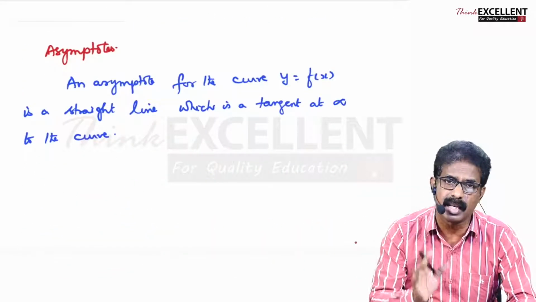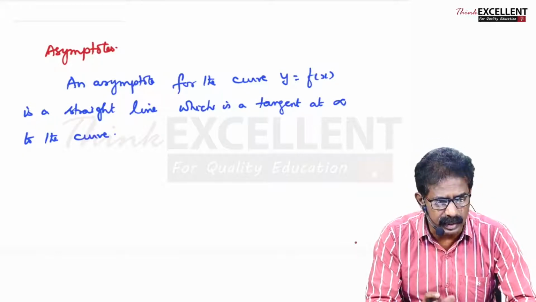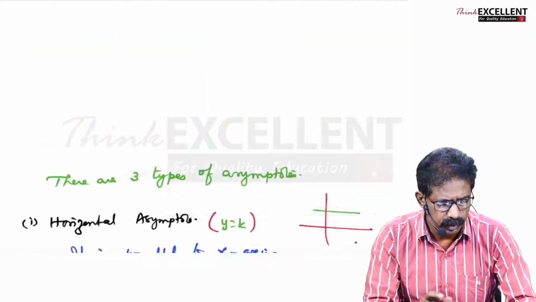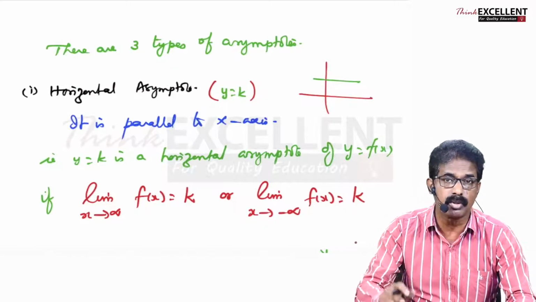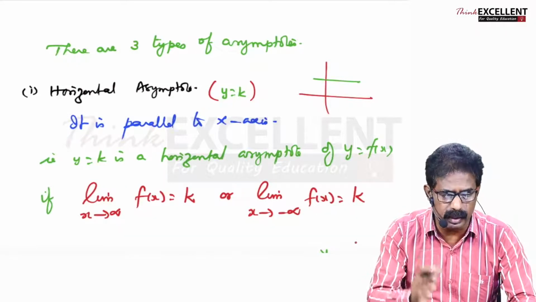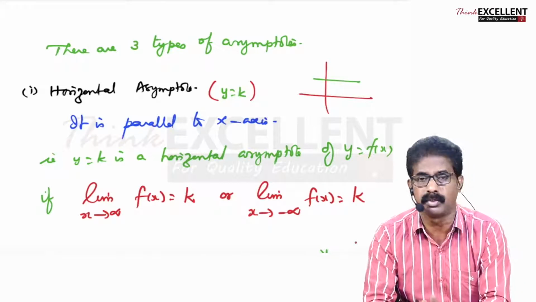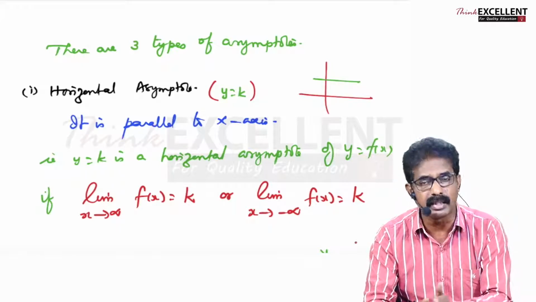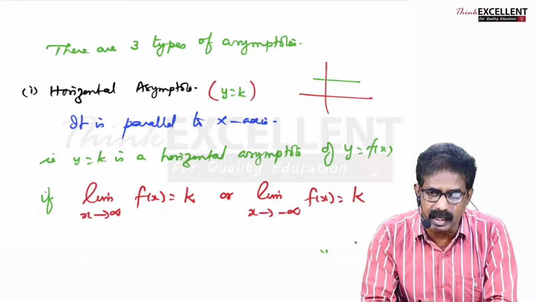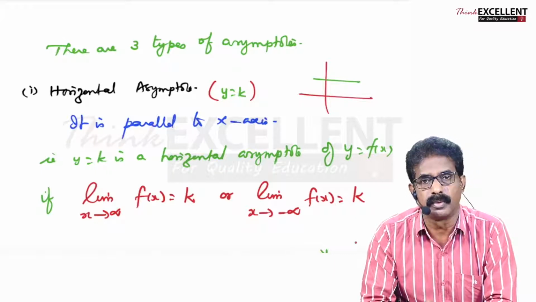Asymptote means it is a line very close to the curve. It touches only at infinity, or you say it is a tangent at infinity, okay? So there are three types of asymptotes. First one is horizontal asymptote. Horizontal asymptote means parallel to x-axis, so y equal to constant. y equal to k is said to be a horizontal asymptote if limit x tends to infinity or limit x tends to minus infinity, f of x equal to k, then y equal to k is called horizontal asymptote.